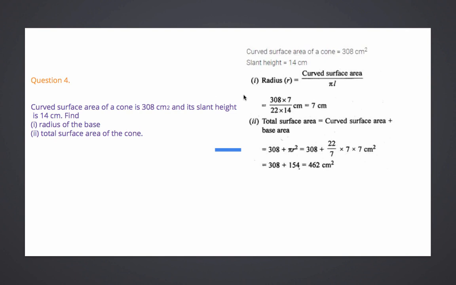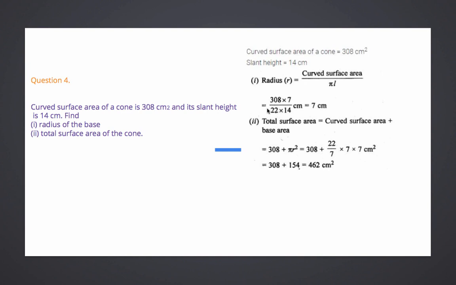Put the formula. Curved surface area equals pi RL. So R comes out as curved surface area upon pi into L. This is the curved surface area 308 into pi value 22 upon 7. So 7 comes in the numerator, into L slant height, straight away 14. 7 is a 7, 7 2 is a 14. Right? Cancel out further.